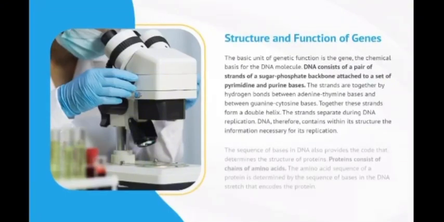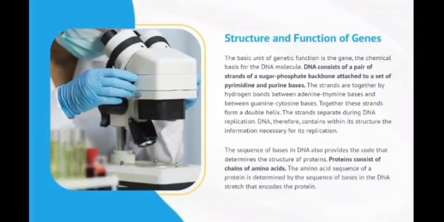Structure and function of genes. The basic unit of genetic function is the gene, the chemical basis for the DNA molecule. DNA consists of a pair of strands of a sugar phosphate backbone attached to a set of pyrimidine and purine bases. The strands are held together by hydrogen bonds between adenine-thymine bases and between guanine-cytosine bases. Together, these strands form a double helix. The strands separate during DNA replication. DNA, therefore, contains within its structure the information necessary for its replication.